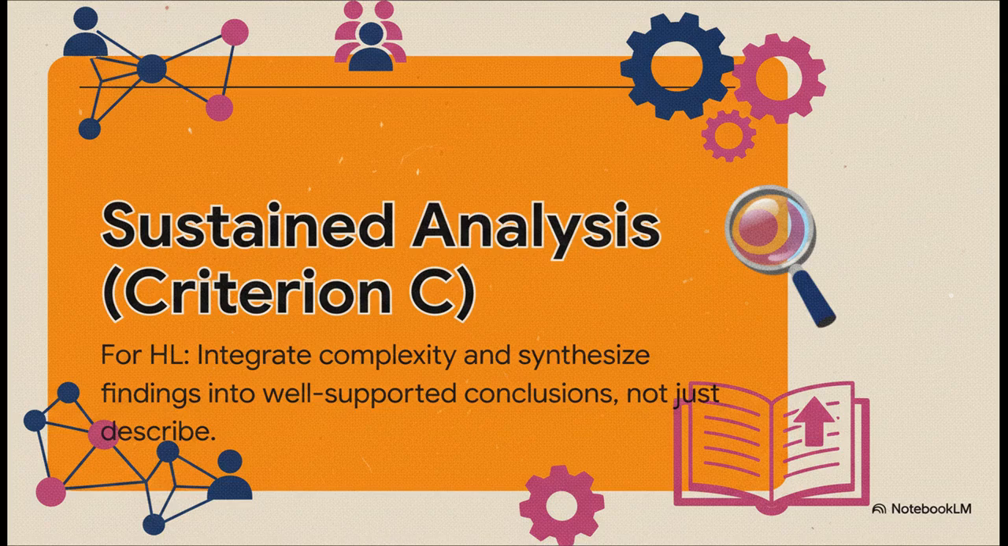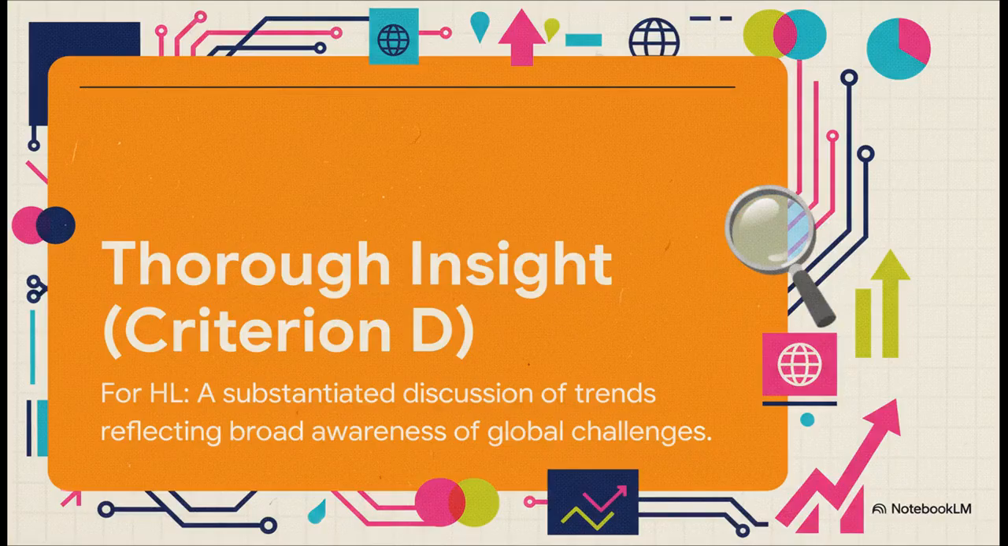Let's make this practical. Look at criterion C, analysis. For an HL student, sustained analysis means you can't just describe things. You have to integrate complexity. It's the difference between saying, this source says X, and explaining how source X challenges or supports source Y, weaving them together to build your own powerful conclusion. And it's the exact same story for criterion D, thorough insight. For an HL student, this means connecting your specific topic to the big picture. You're not just predicting a trend in isolation, you're discussing how that trend intersects with those huge global challenges you've been studying all year.